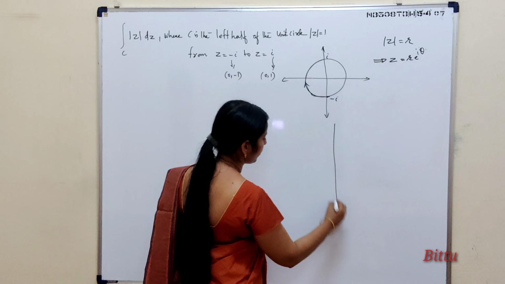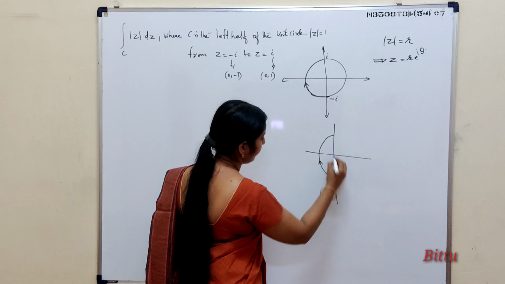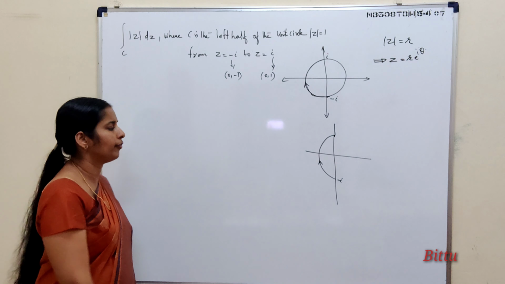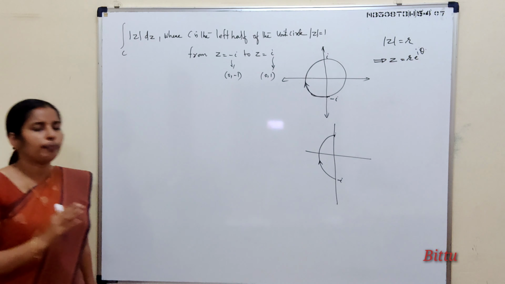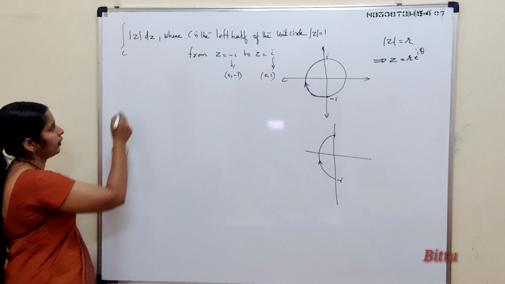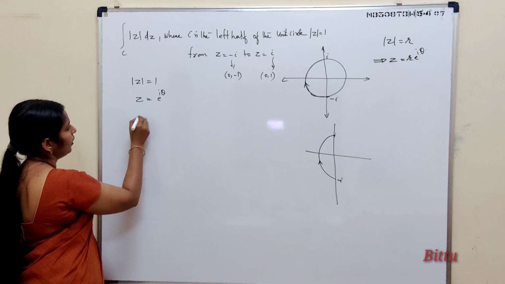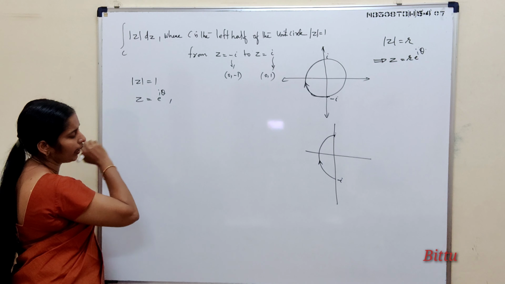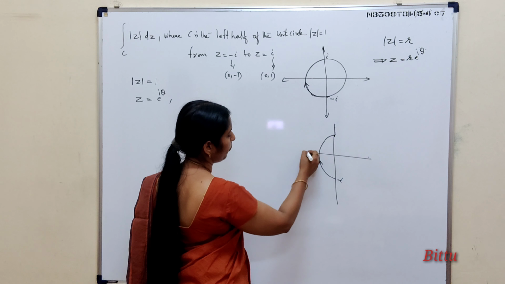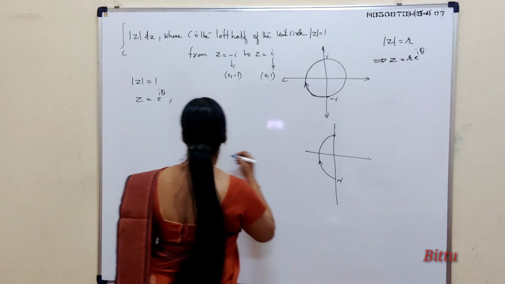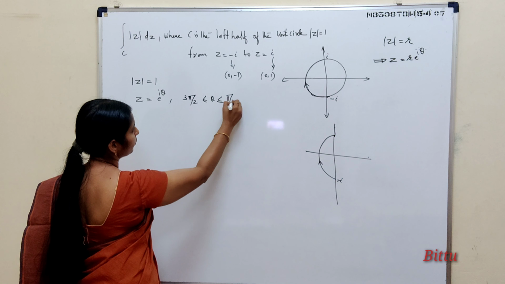So our integration path is, we have to integrate mod z from minus i to i, where this curve is part of the unit circle. So here mod z equal to 1. So what is z? e raised to i theta. And theta varies from, here we have to integrate from minus i to i. So this is 0, pi by 2, pi, 3 pi by 2. So here it is pi. So theta varies from 3 pi by 2 to pi by 2.